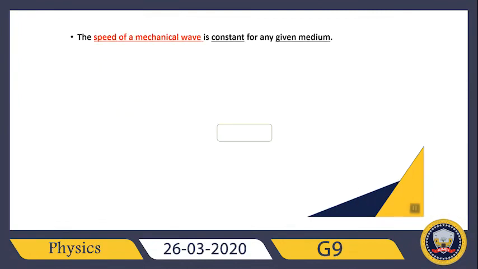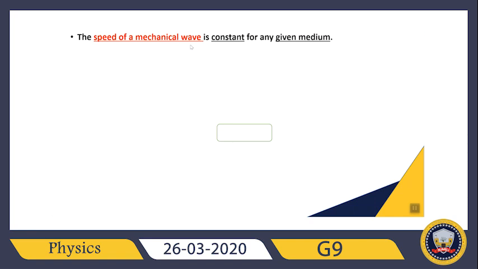First of all, you have to know that the speed of a mechanical wave is constant for any given medium. It's not constant in general; it's constant in a given medium. It means in air, for example, it's always constant. The speed of a mechanical wave, like the speed of sound, as we have said before, sound is considered a mechanical wave because it needs a medium to travel through.